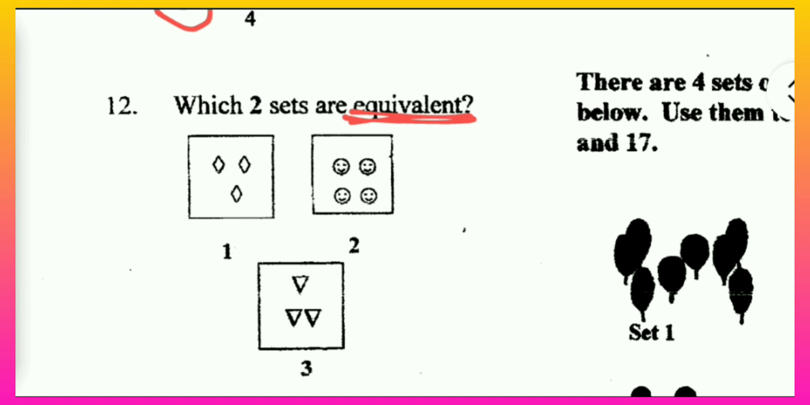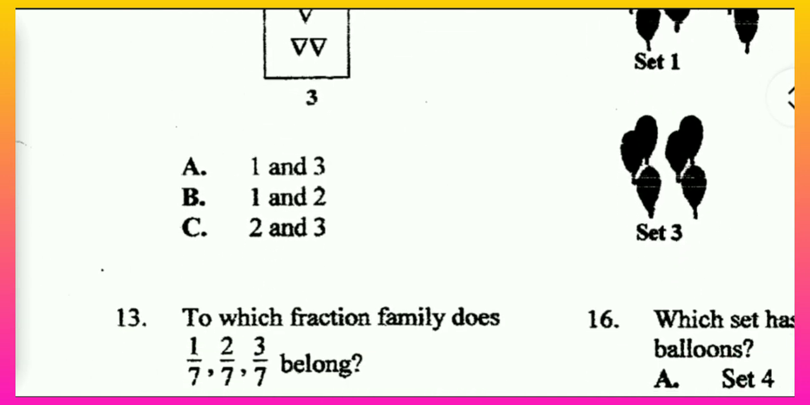All right, so set 1 has 1, 2, 3. Set 2 has 1, 2, 3, 4. Set 3 has 1, 2, 3. So we're seeing that set 1 and set 3 have the same. These are equivalent, same number of members. So let's see if we see a response that says 1 and 3, and that is at A. So the answer for 12 is A.